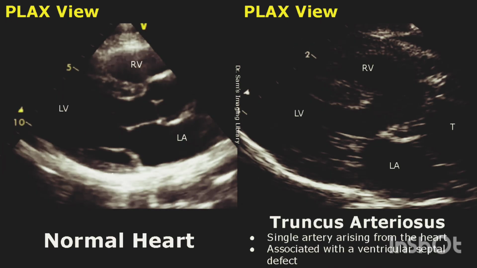Truncus arteriosus is another congenital heart defect in which only a single artery arises from the heart. We only find one artery over here which drains both the left and right ventricles. Also, it is associated with a ventricular septal defect.